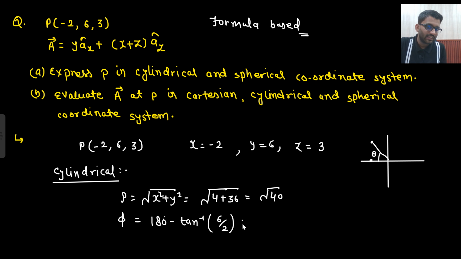This we have already seen in the basics in the first lecture itself, how to find the angle. So minus 2 and 6. So this angle will be 6 by 2. So whatever the angle theta I am getting, and the angle from x axis we always measure. So that would be 180 minus tan inverse 6 by 2. So 180 minus tan inverse 3. So I have the answer here. That would be 108.43 degree. Okay. And z coordinate is the same as 3 only.